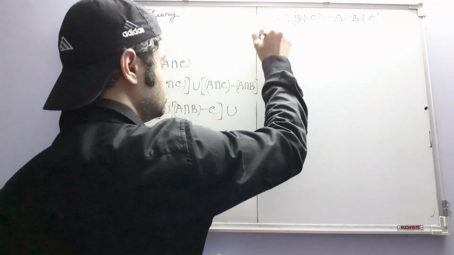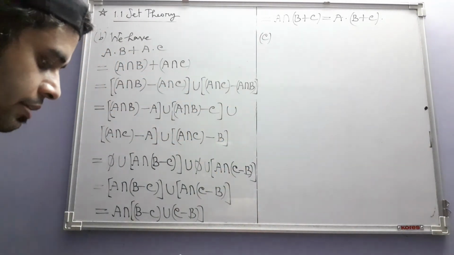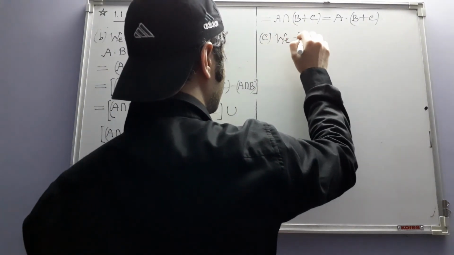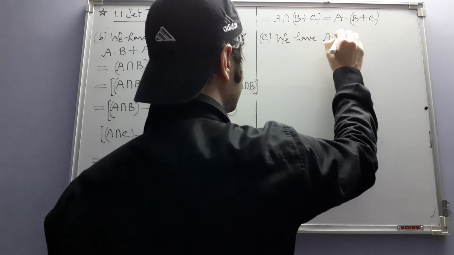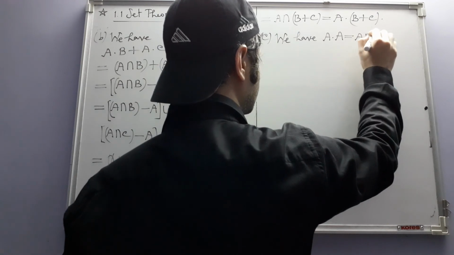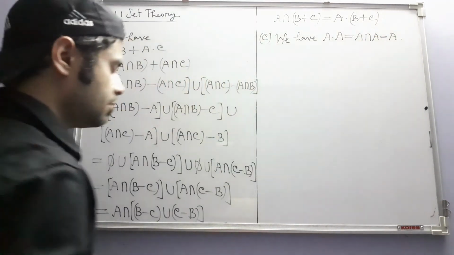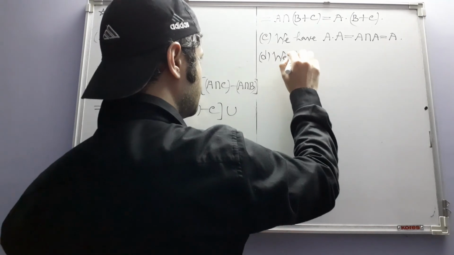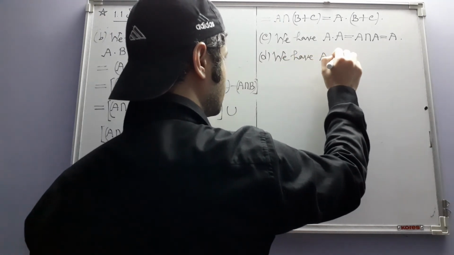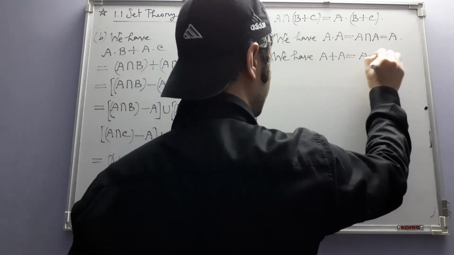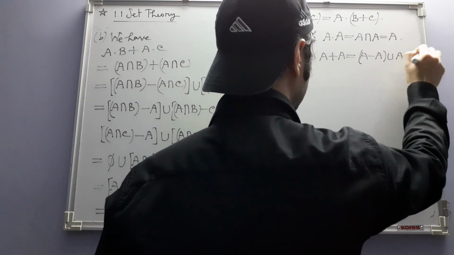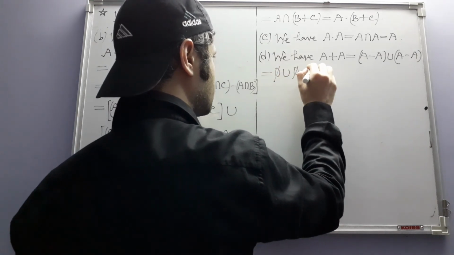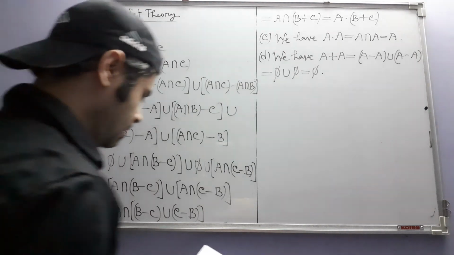Okay, what about C? C asks us to show that A dot A is equal to A. This is almost trivial. Nevertheless, we have to write the solution. That's it. D. A plus A equals the empty set. By definition, this is A minus A union A minus A. That's it.